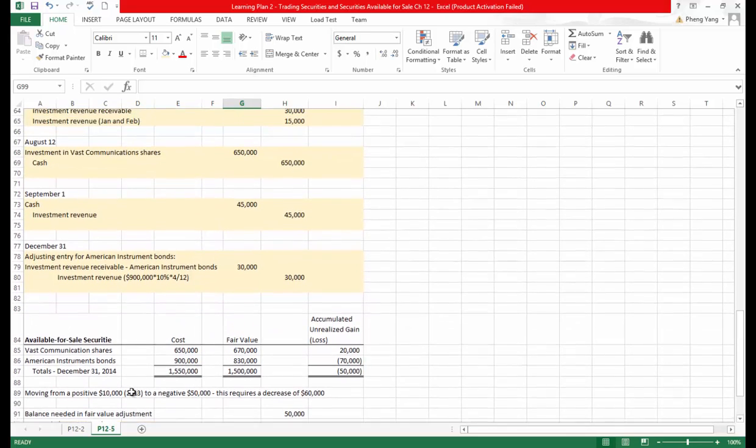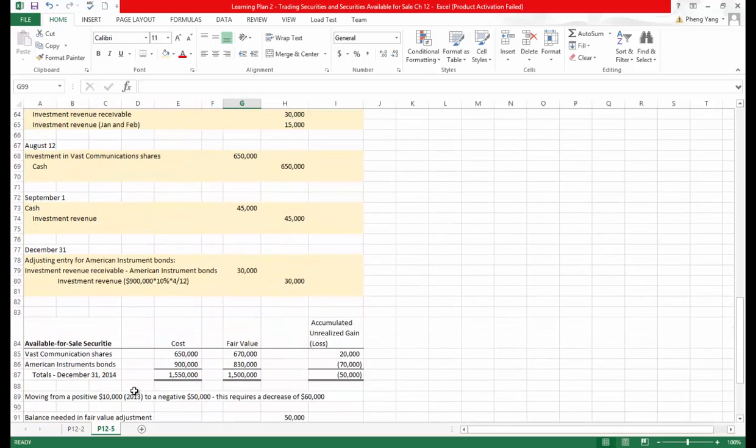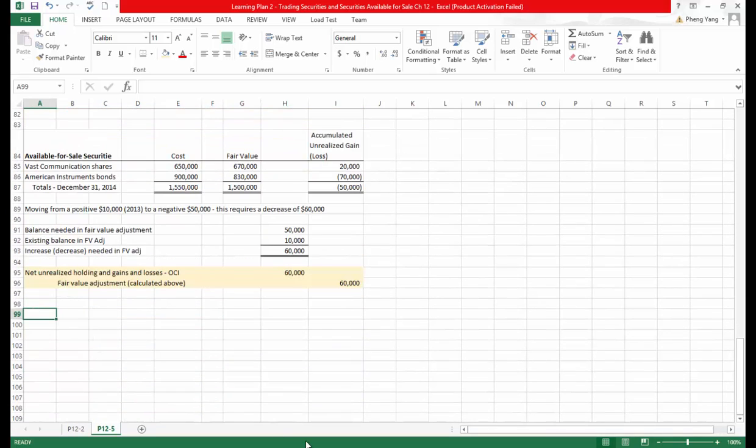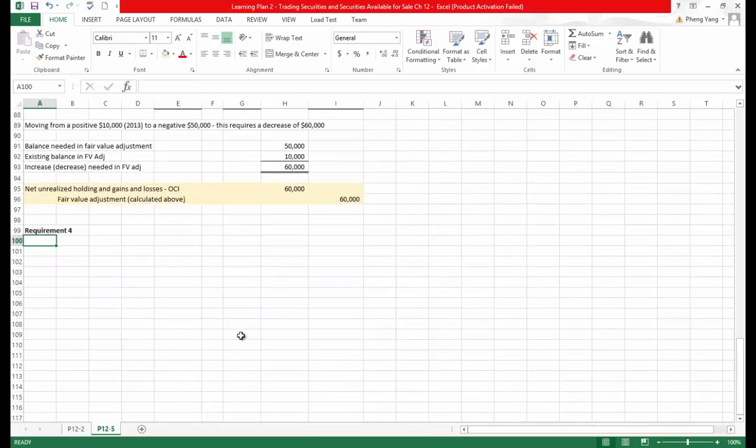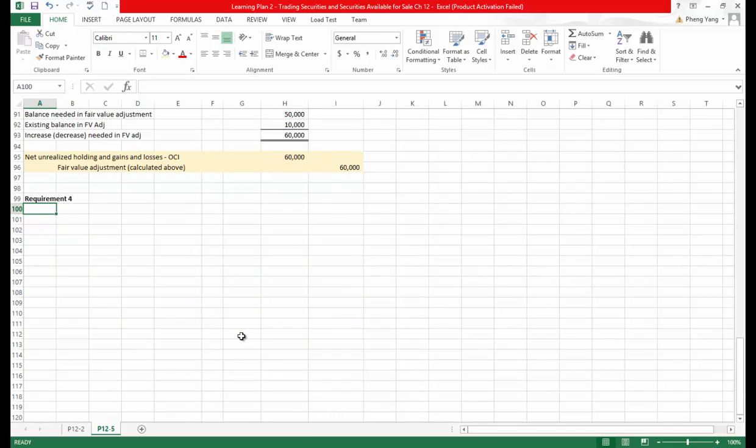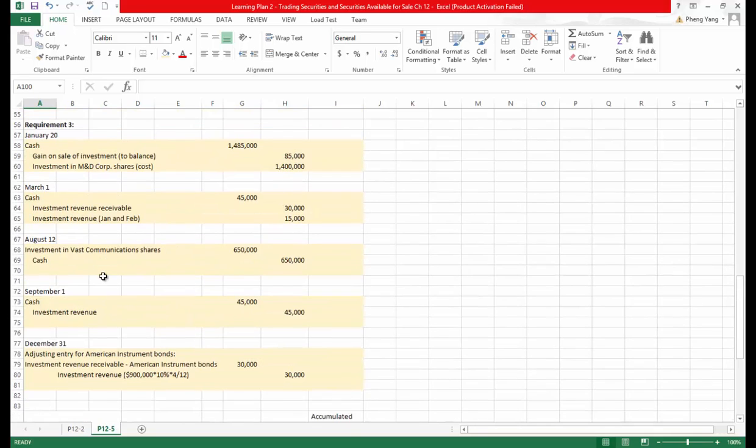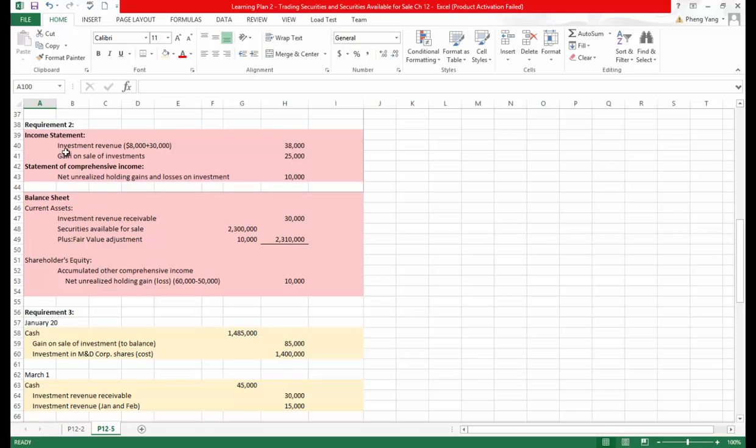Okay. So hopefully you can print this out and follow it along for your graded homework. All right, requirement 4, and this will be the last requirement for this problem. Indicate any amounts that Ornamental Installation would report in 2014 balance sheet and income statement as a result of these investments. Okay, so same thing as we did before in requirement 2.